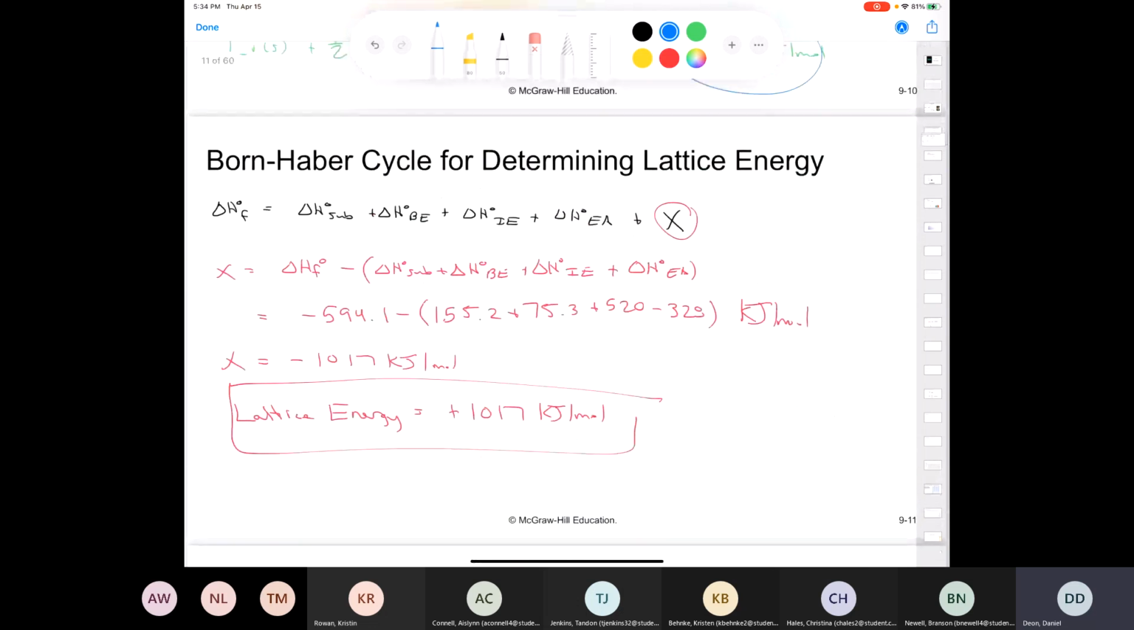I remember the first time I heard about the Born-Haber cycle in my first year of college, and thinking, wow, that's really complicated. But after I tried a couple of practice problems, I was like, oh, I get it. You know, it's not that bad.